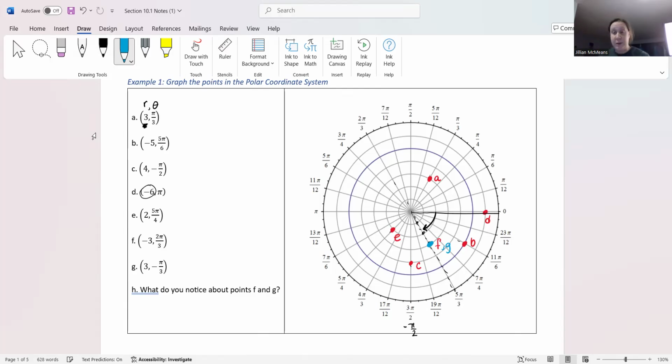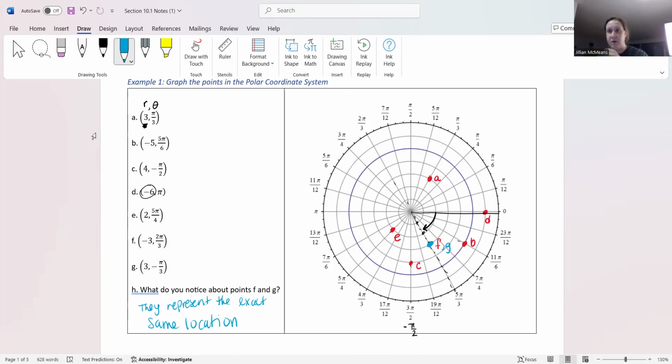So what do you notice? This is part H of this. It says, what do you notice about points F and G? Well, they're the same. They represent the exact same location. And that's something really, really important to understand, okay? In the rectangular coordinate system, each location was represented by exactly one ordered pair, one x, y ordered pair. But in the polar coordinate system, we have infinitely many different coordinates that'll represent the same location.